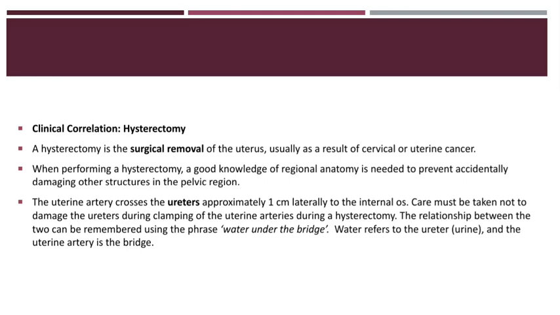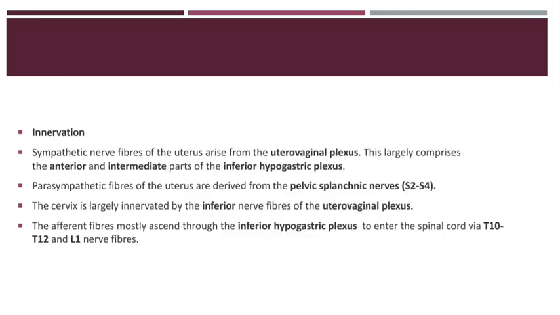The uterine artery crosses the uterus approximately 1 cm laterally to the internal os. Care must be taken not to damage the ureter during the clamping of the uterine artery during the hysterectomy. The relationship between the two can be remembered using the phrase water under the bridge. Water refers to the ureter and the uterine artery is the bridge.